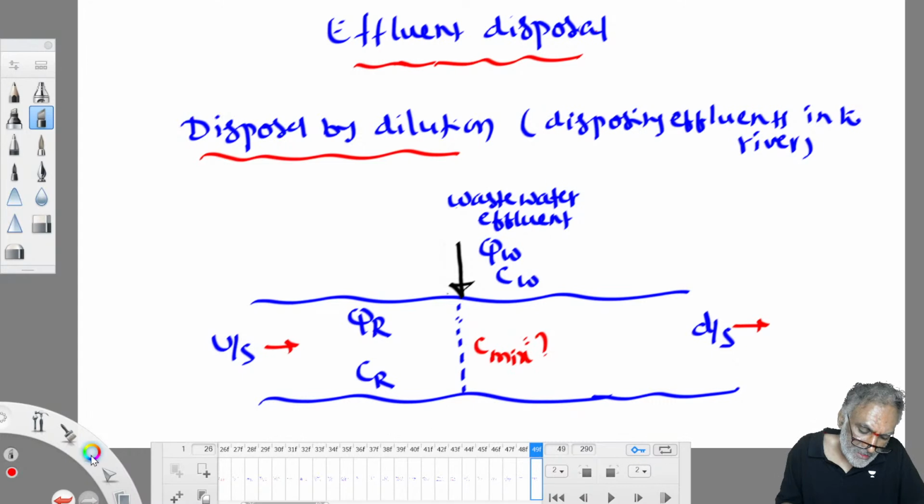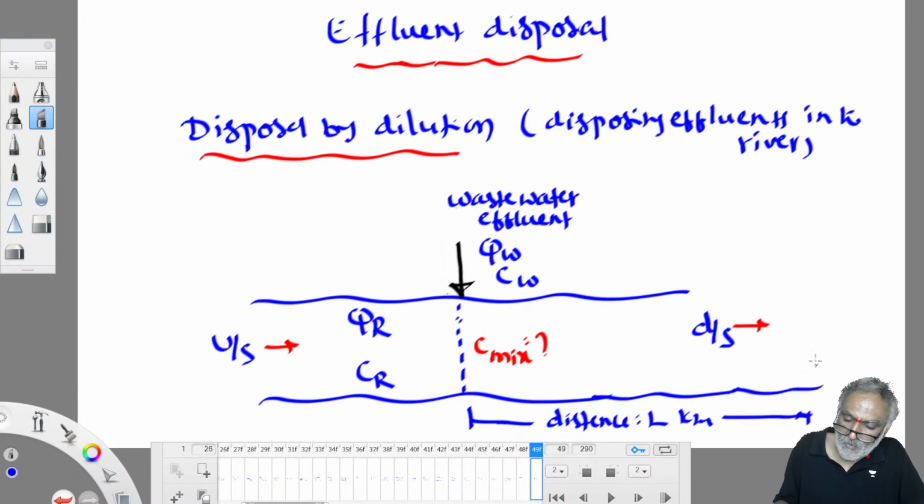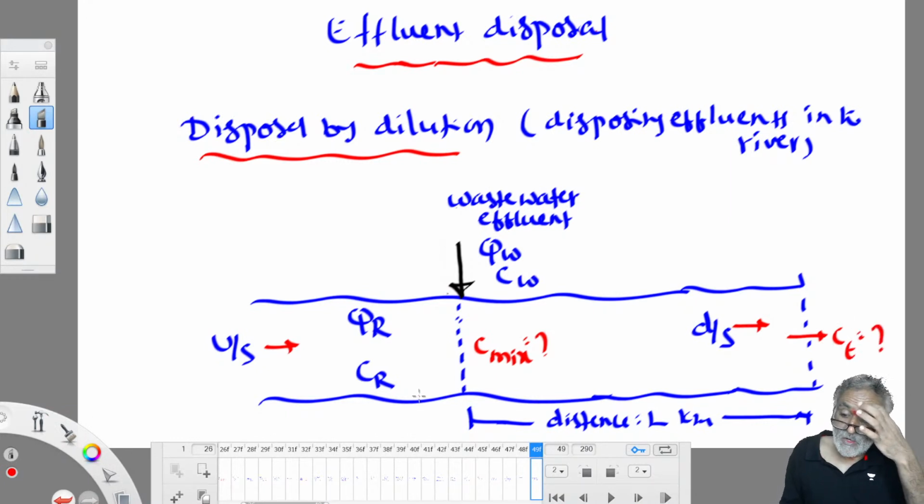Further it travels onto the downstream side of the river, some distance in kilometers. Suppose L kilometers it travels. At L kilometers point, what is the concentration of that pollutant? You are expected to calculate. That question they are asking in the GATE exam. So that concentration of pollutant there is CT. So two things: C mix you have to find out, then CT. This is one popular question in the GATE exam.